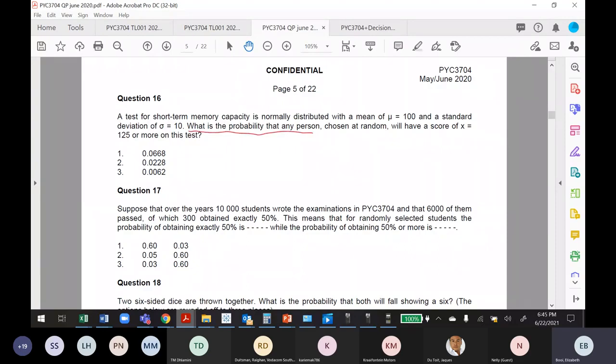We want the probability that a person chosen at random will have a score of more than 125. So we need to calculate the probability that a score will be more than 125. I'm going to give you the formula, which we know: Z is X minus the mean divided by the standard deviation. Based on the question, you are given the mean, the standard deviation, and your X value. Substitute into the formula and calculate. That's all you need to do. Substitute the values and calculate.